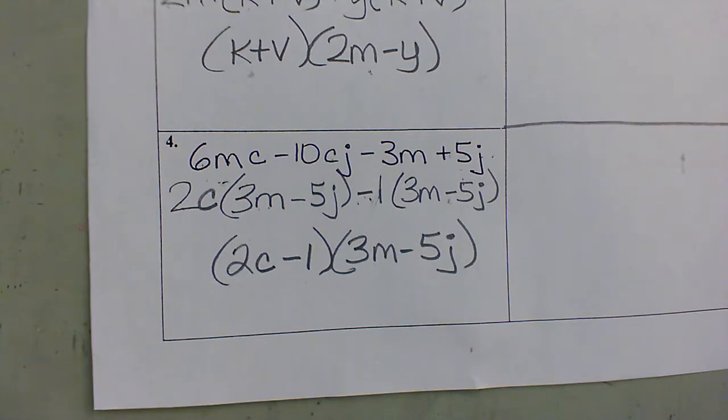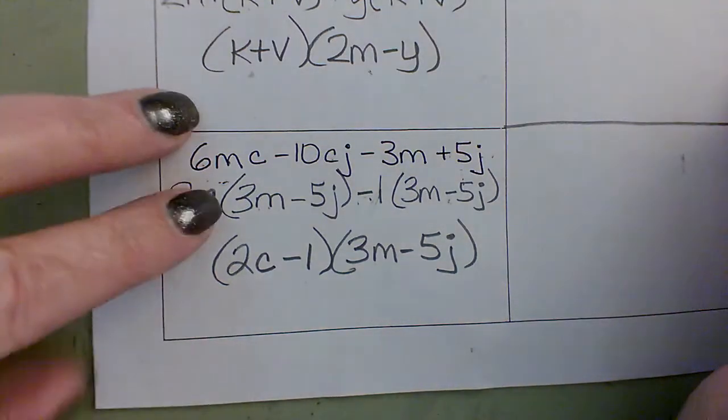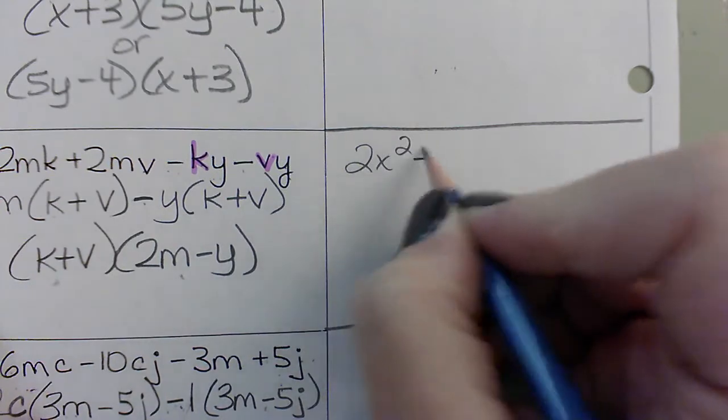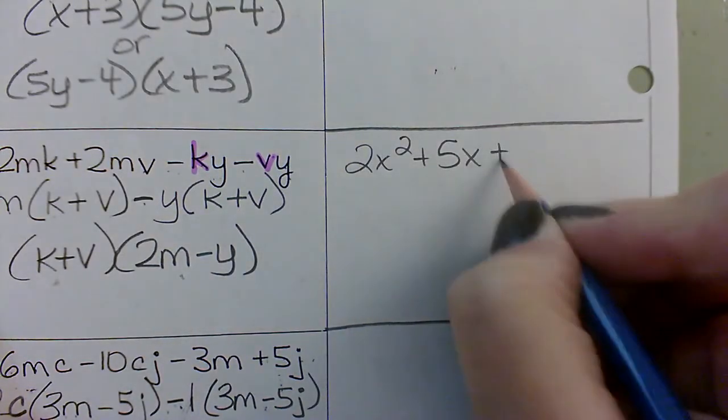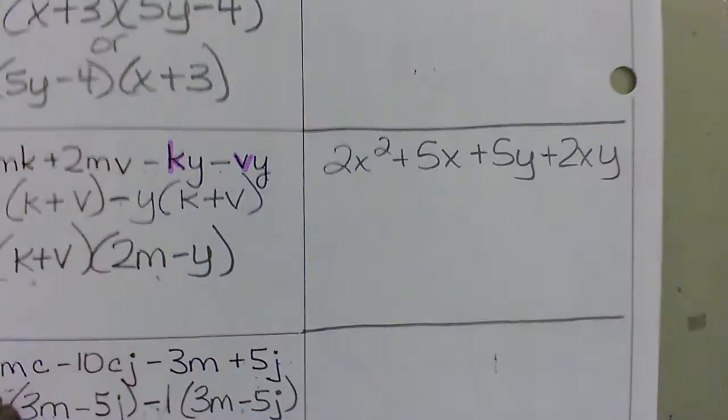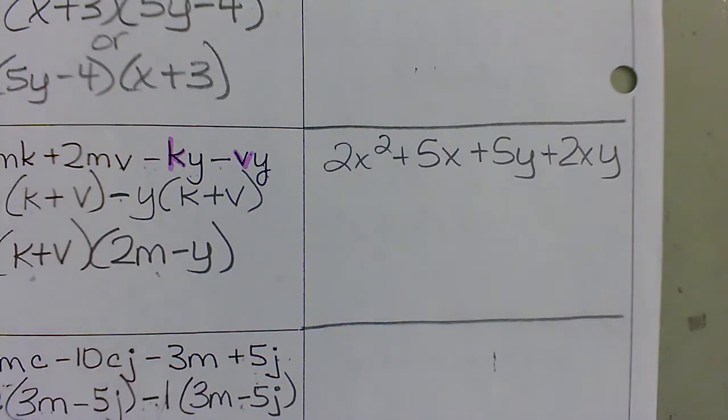They can be backwards. I'm going to show you something like this one. Let's just put it right here before I go to number 5. 2x squared plus 5x plus 5y plus 2xy. Again, I can't common factor. There's nothing that all four of the terms have. Right?